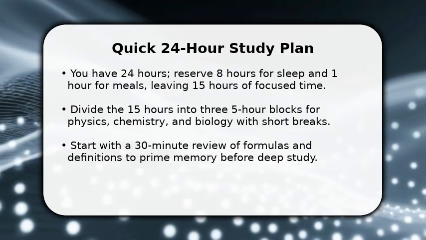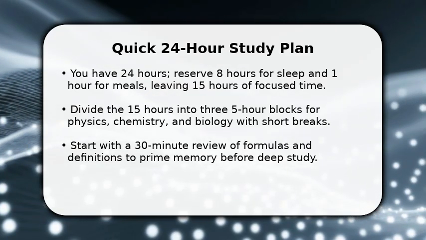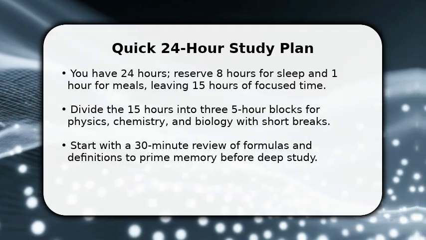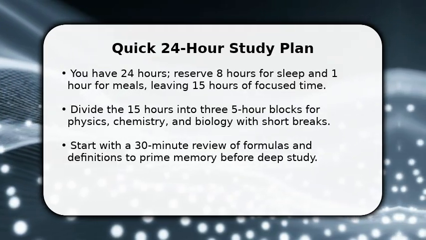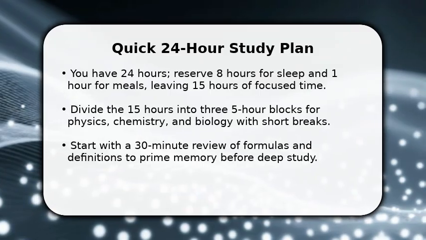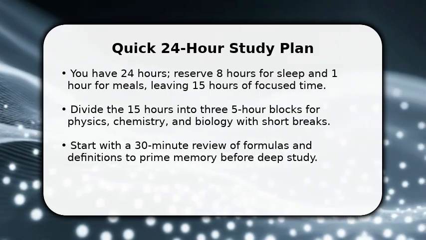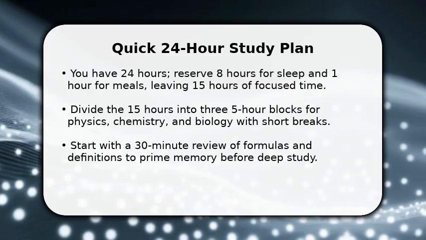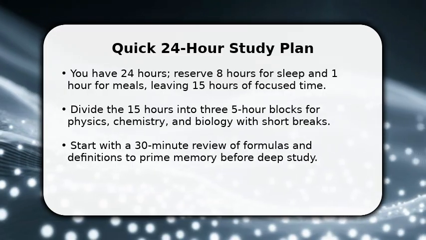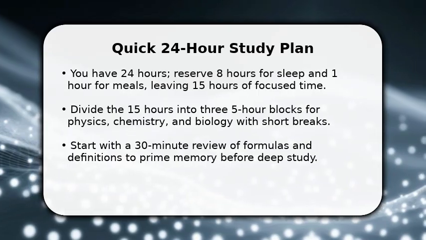Reserve 8 hours for sleep and 1 hour for meals, leaving 15 hours of focused time for review. Divide the 15 hours into 3 5-hour blocks and assign 1 block each to physics, chemistry, and biology. Schedule a 10-minute break every 50 minutes and a 30-minute break every 4 hours.